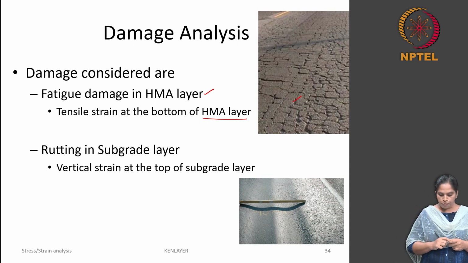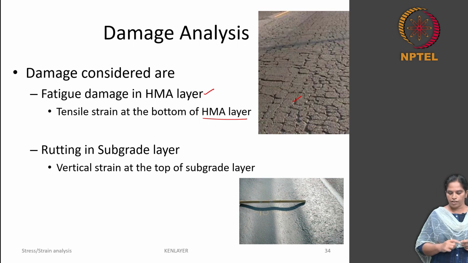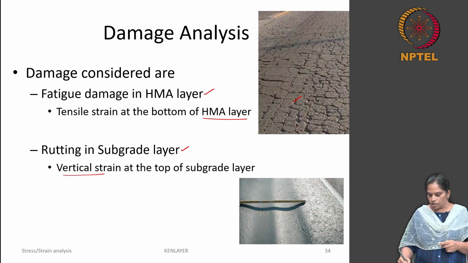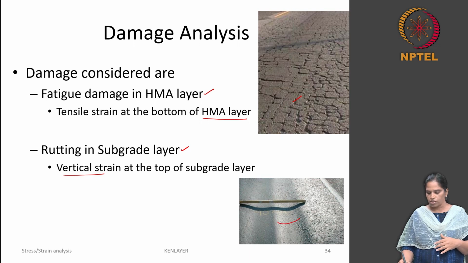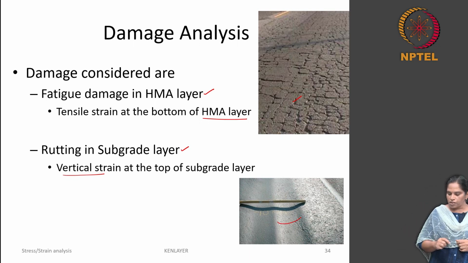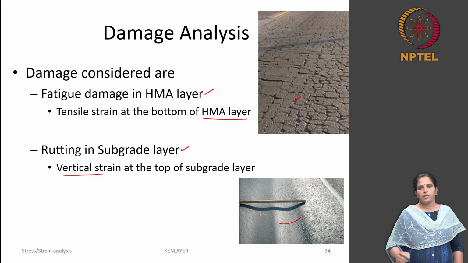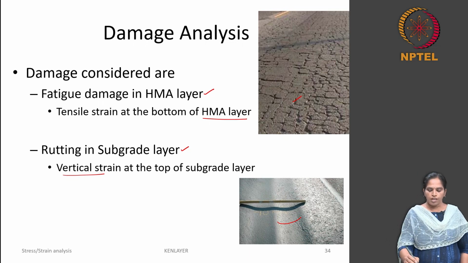You can see the result of fatigue damage here. The second damage analysis is rutting in the subgrade layer, and we know that the vertical strain at the top of the subgrade layer induces this rutting. This is the consequence of subgrade rutting: you will see the subsequent layers rut, and something like a permanent deformation on the subgrade layer. If you want to analyze how this damage progresses with the number of repetitions, damage analysis will be helpful.